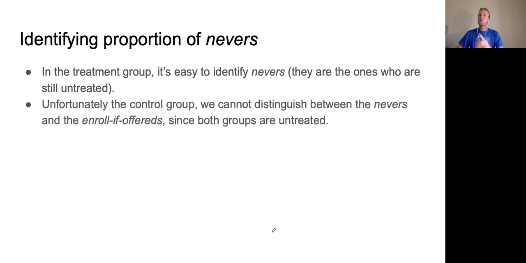However, in the control group, it's not so easy. Let's say I go over to the control group and ask somebody, are you in the treatment or control group? They say, I'm in the control group. Okay, so you shouldn't have gotten it. Did you get the treatment? And they say no. Well, I don't know if they were a never or if they were just following the rules, since they're not supposed to get one. So you can't actually distinguish between the nevers and the enroll if offereds in the control group.